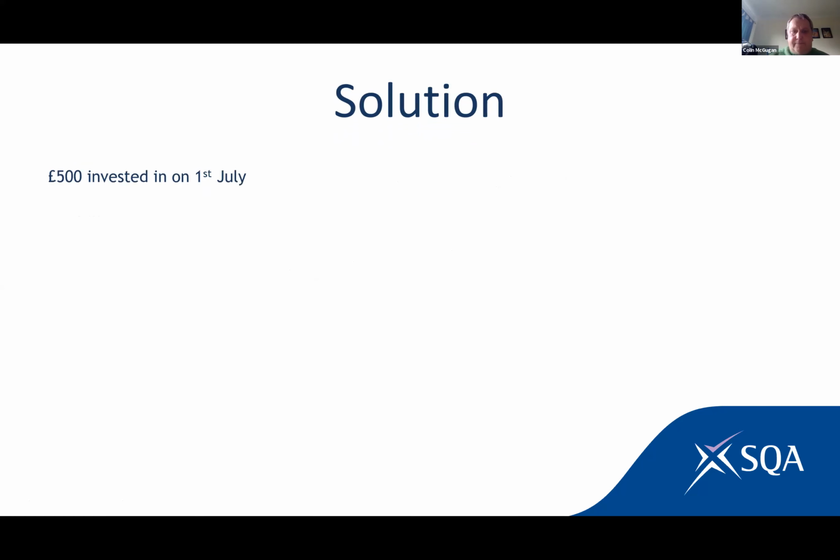So the solution here is, first of all, they're investing the £500 on the 1st of July. The interest is 3% for 1.5 years, so the calculation for that should be fairly straightforward. It's 500 times 1.03 to the power 1.5, leading to their answer. The difference from a normal National 5 question is that it's 1.5 years. That's not something they would have seen before.